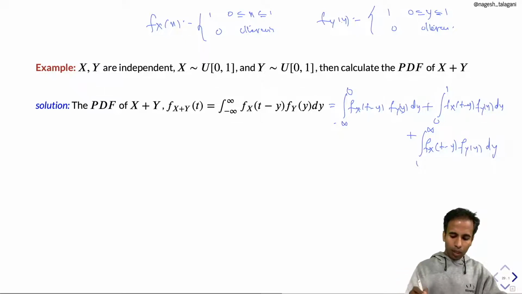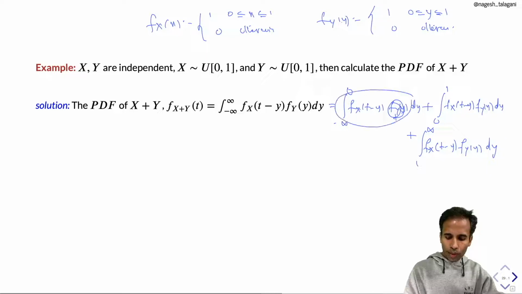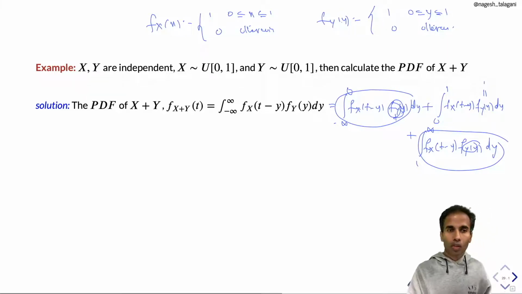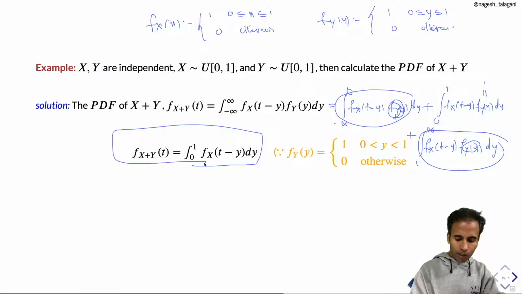Fine. Now we know that fy of y is 0 outside the interval 0, 1. So from minus infinity to 0, the fy of y value will be 0, so this whole integral will be 0. From 1 to infinity, the fy of y value will be 0, so this whole integral will be 0. From 0 to 1, fy of y equals 1. So this convolution simplifies to the integral 0 to 1 of fx of t minus y dy. So this is the PDF of x plus y at t.